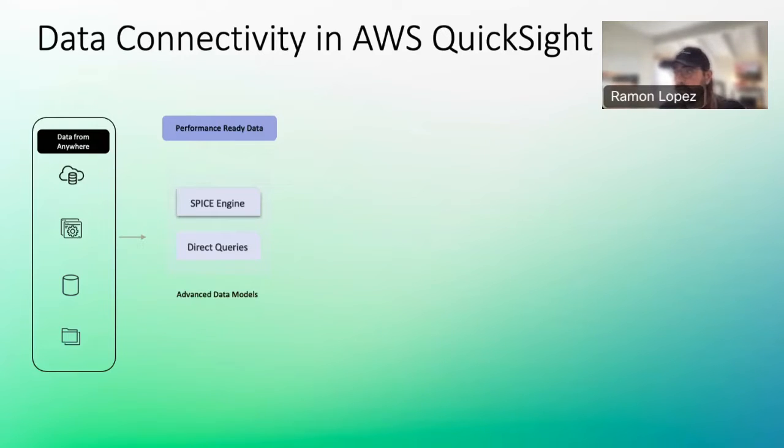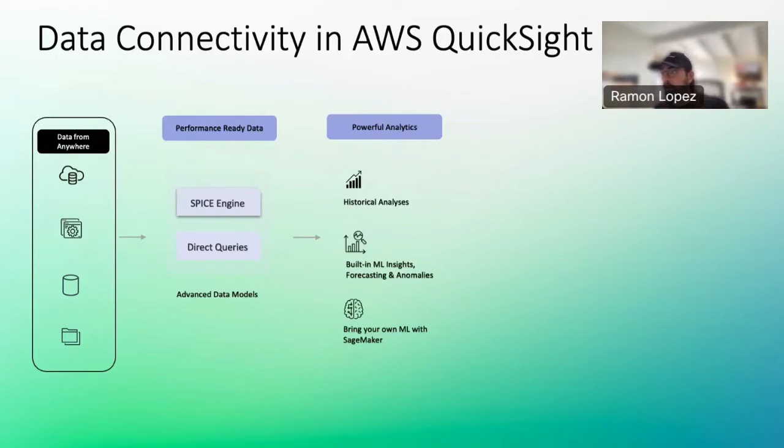Whichever method you choose, we're going to make that data analytics ready by letting you build data models on top of Spice or Direct Query. Once that data is ready, you go ahead and create analysis. You leverage our machine learning insight capabilities. You massage the data with SageMaker.